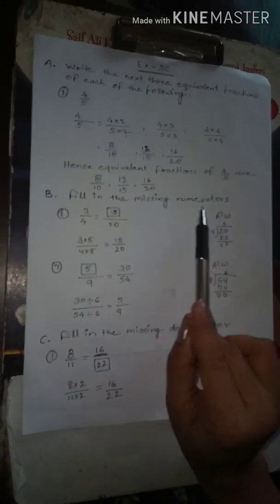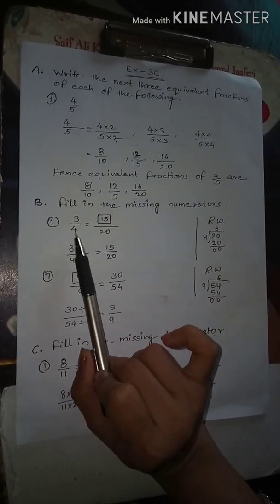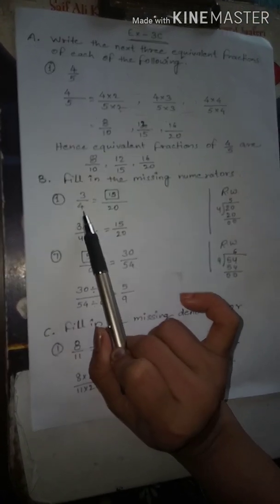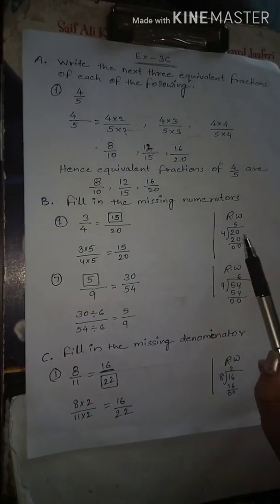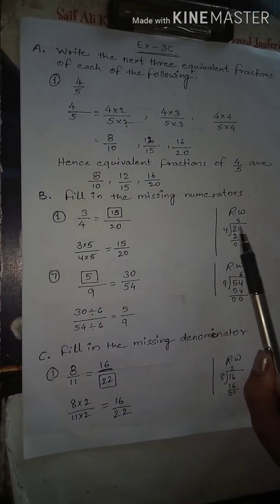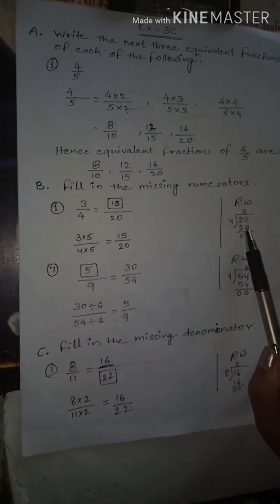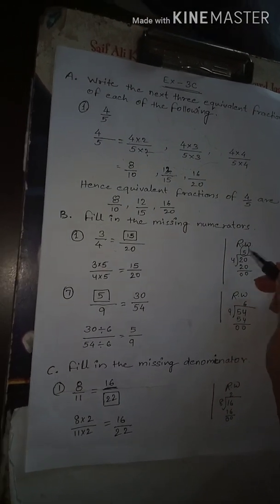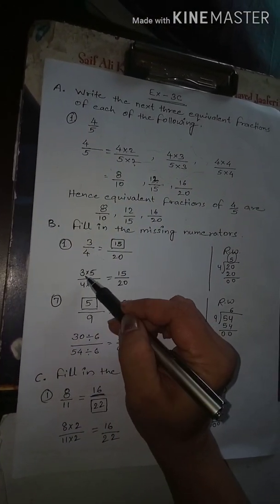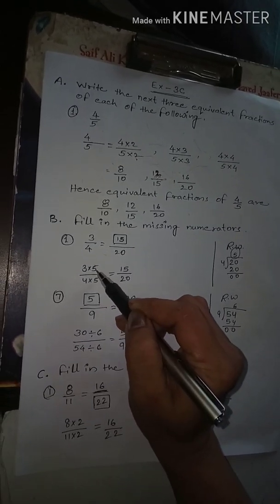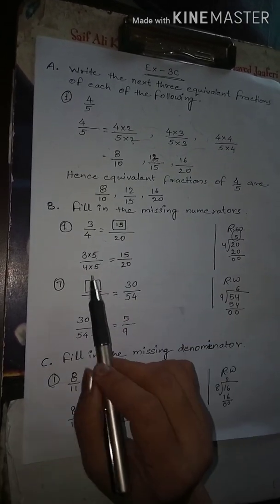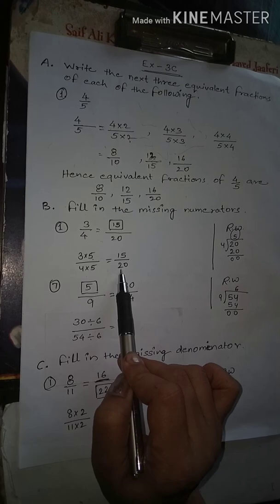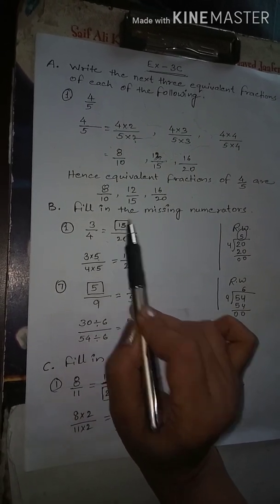Question number B, filling the missing numerator. First you see here, to get denominator 20, we will multiply 4 by which number? So 20 divided by 4. 4 1s are 4, 4 2s are 8, 4 3s are 12, 4 4s are 16, 4 5s are 20. So we will multiply both numerator and denominator by the same number, means 5. So 3 multiplied by 5, 4 multiplied by 5. So 15 by 20. So the missing numerator is 15.